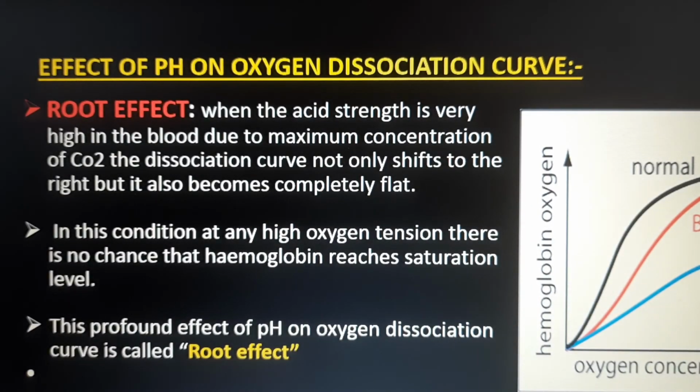Now, let us discuss about the root effect. When the acid strength is very high in the blood due to the maximum concentration of carbon dioxide, the dissociation curve not only shifts to the right but it also becomes completely flat. You can see that in the diagram, which is bluish in color. In this condition, at any high oxygen tension, there is no chance that hemoglobin reaches saturation level. This profound effect of pH on oxygen dissociation curve is called the root effect.